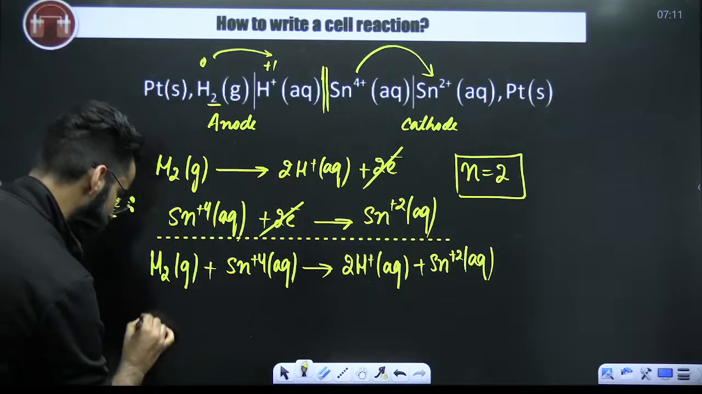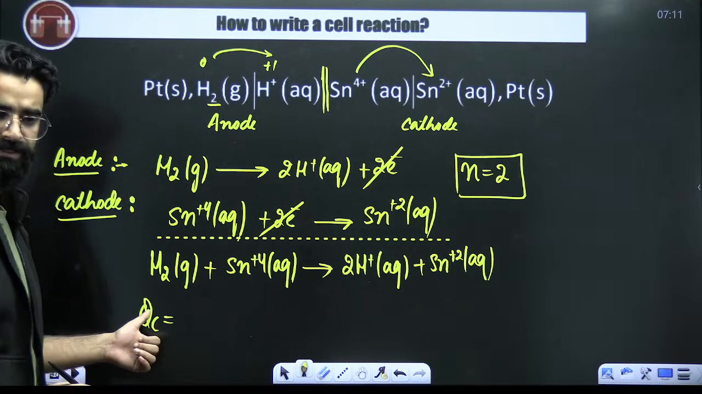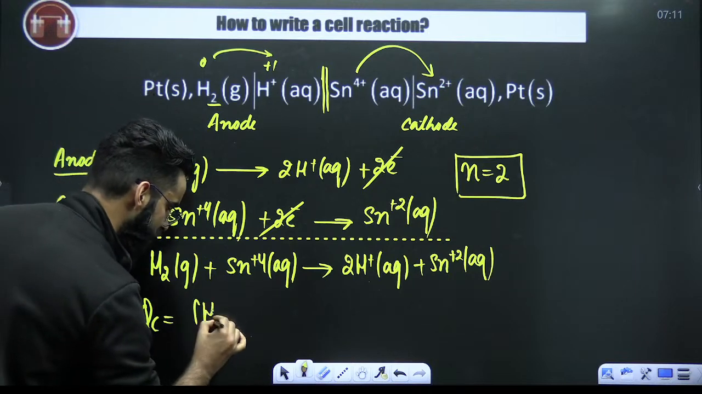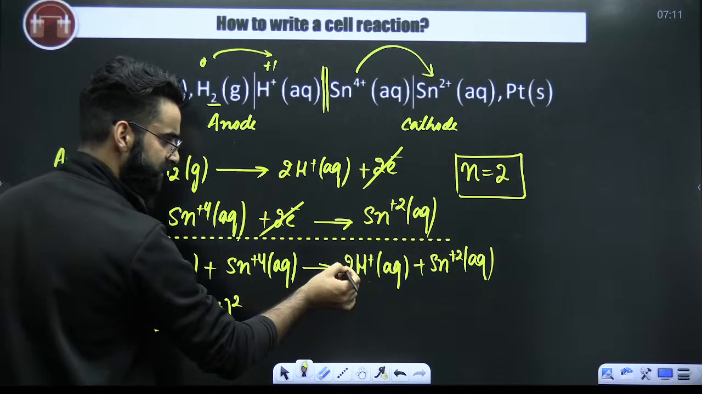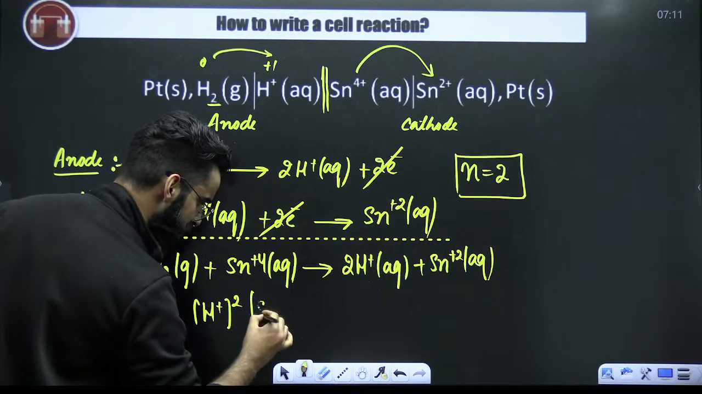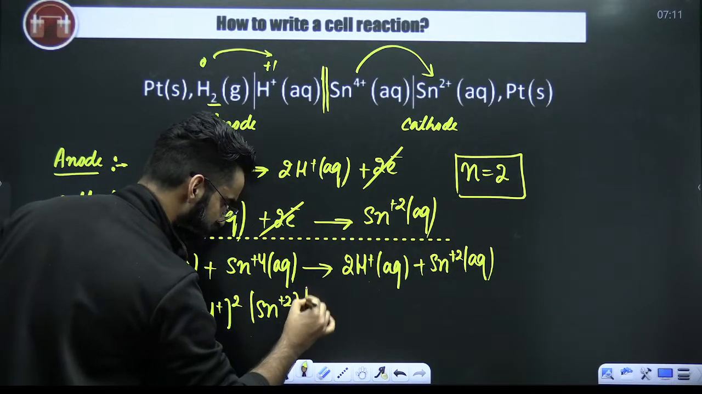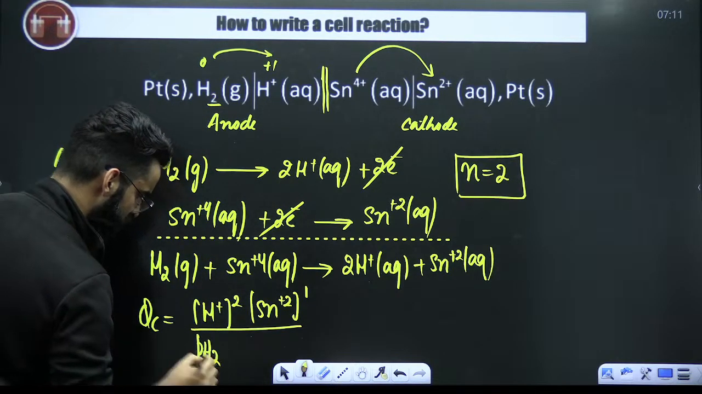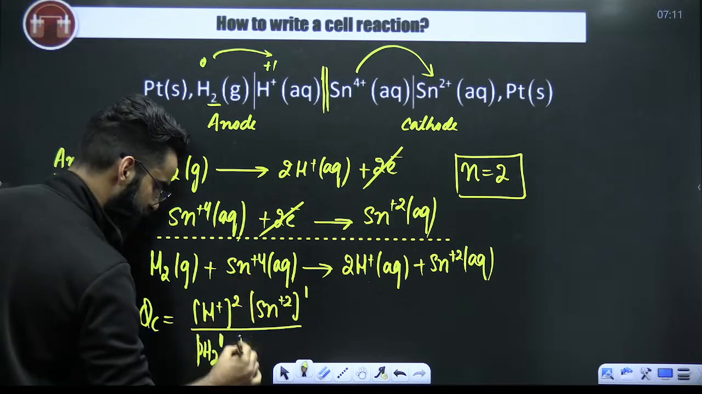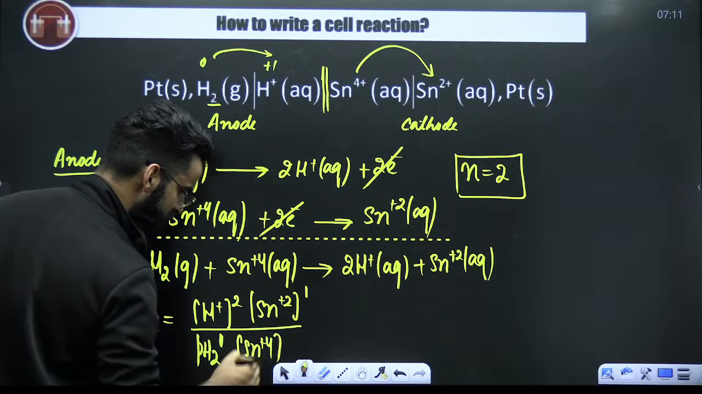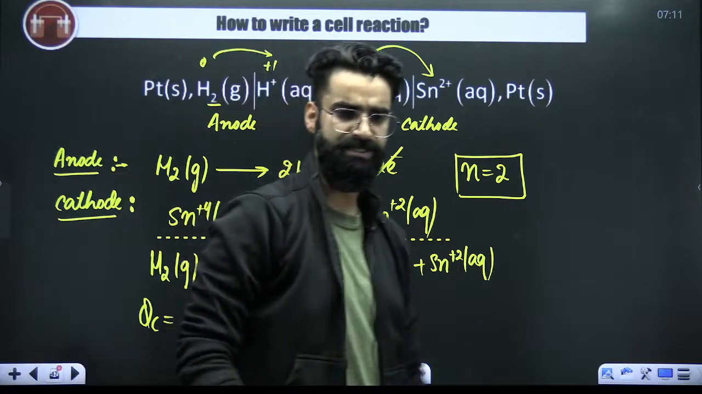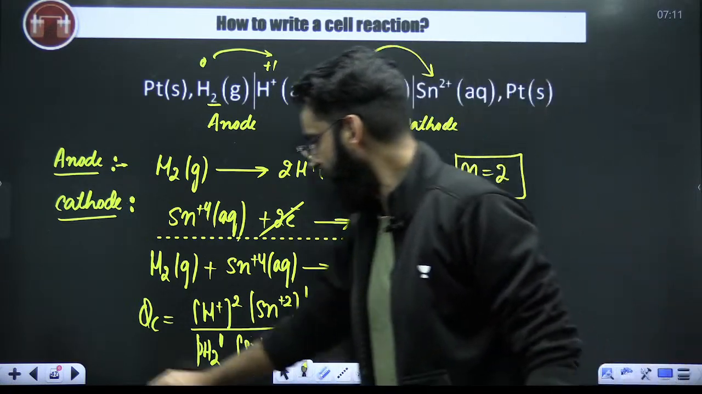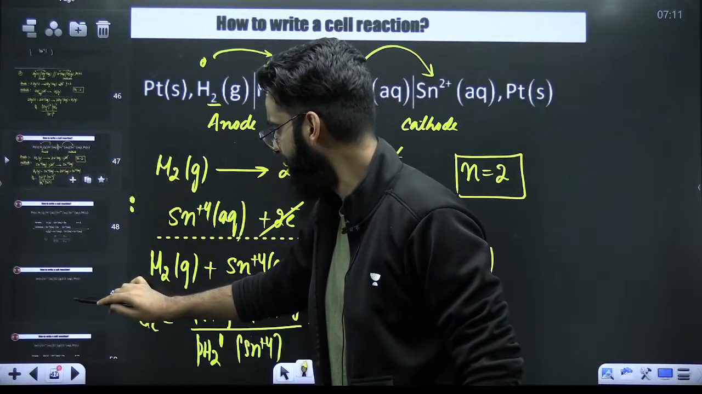Now if you ask me what is the Qc value, start with the product. This H positive is in aqueous state, so use the term concentration. Concentration of H positive, raised to the stoichiometric coefficient, that's 2. Sn di positive is again aqueous state, so concentration of Sn di positive raised to its stoichiometric coefficient, divided by H2, which is in gaseous state, so use the term pressure. Pressure of H2 raised to its stoichiometric coefficient. Sn plus 4 is again aqueous state, so use the term concentration raised to its stoichiometric coefficient. This is how you write the expression for Qc. Is this clear, people?